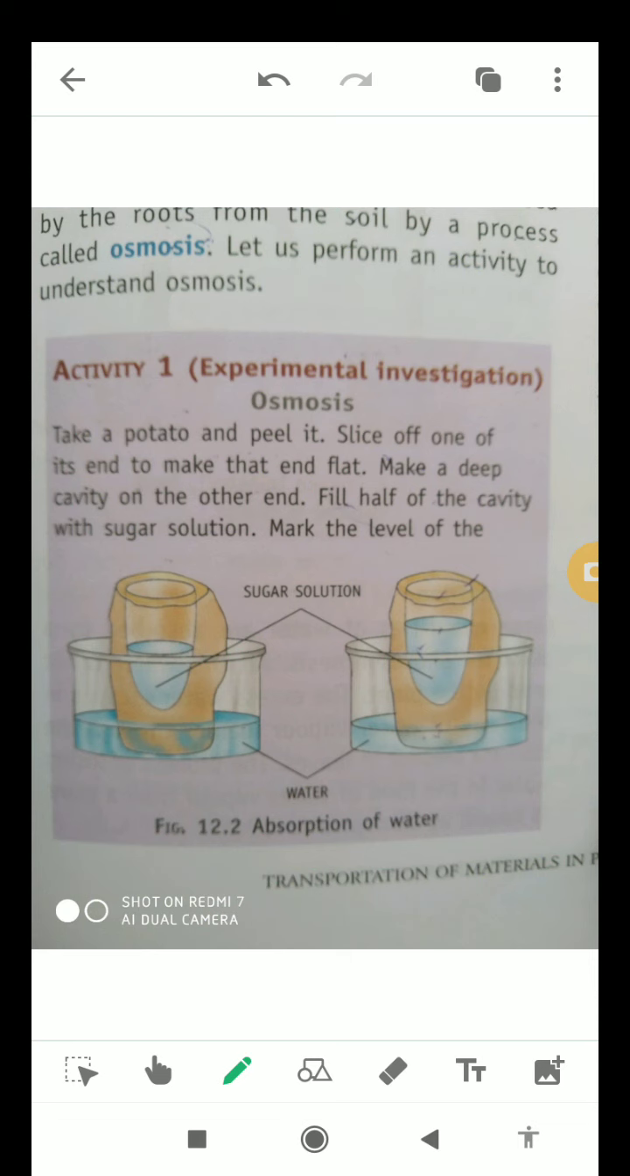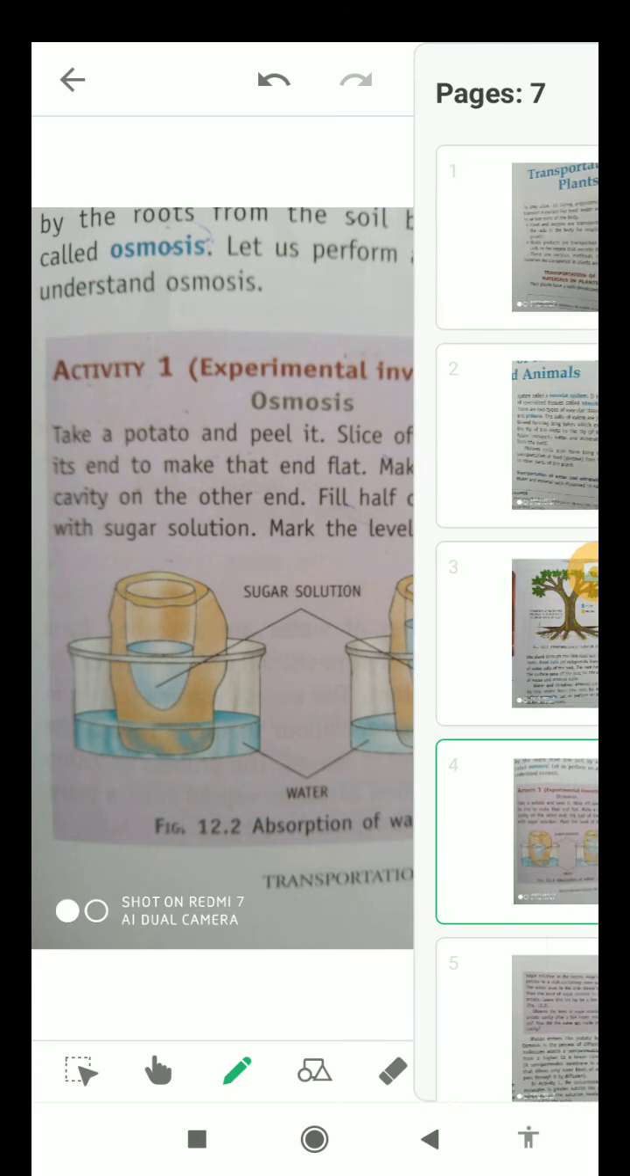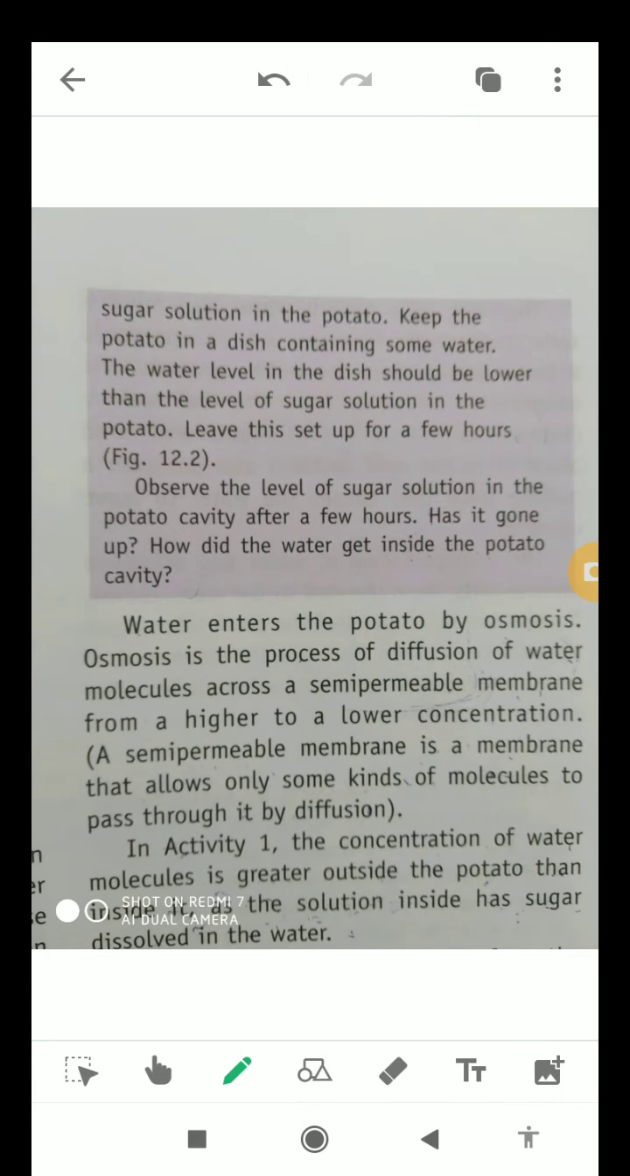Now mark the level of the sugar solution in the potato. Now we will keep the potato in a dish containing some water, as you saw in the diagram. The water level in the dish should be lower than the level of the sugar solution in the potato. Leave this setup for a few hours and observe the level of sugar solution in the potato cavity. Has it gone up? How did the water get inside the potato cavity?